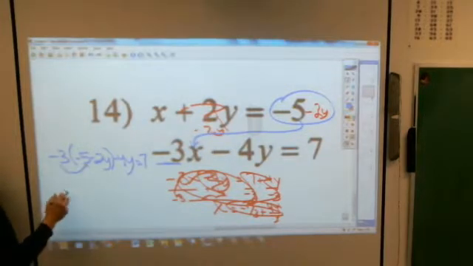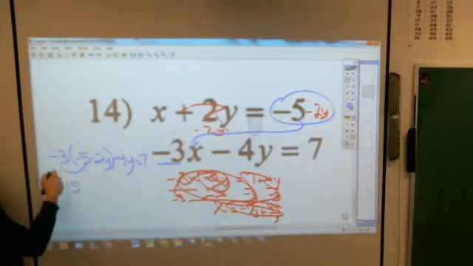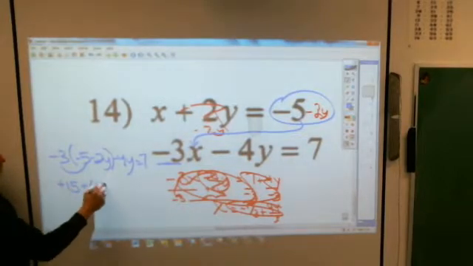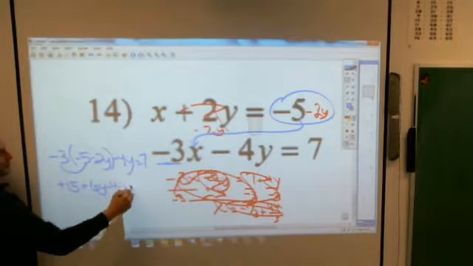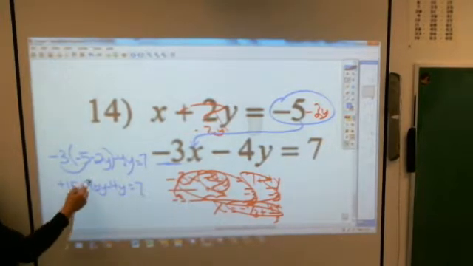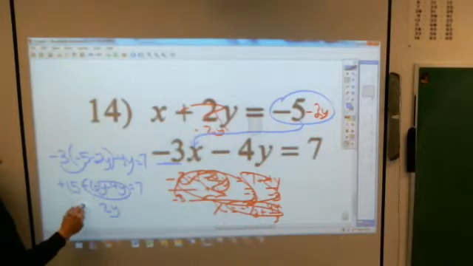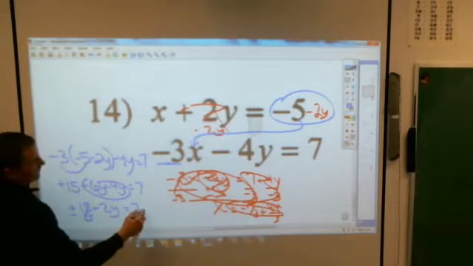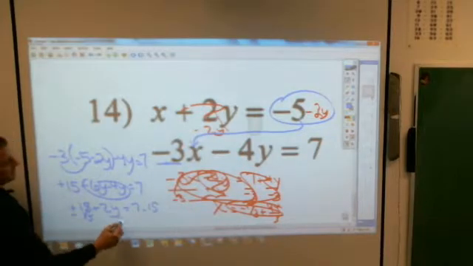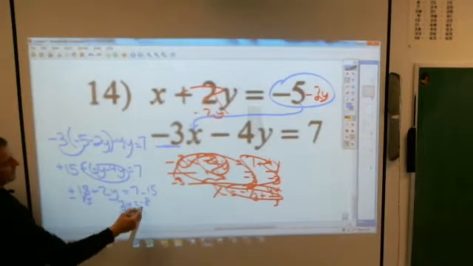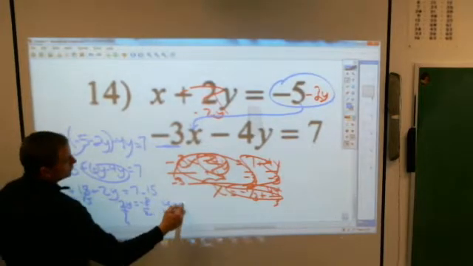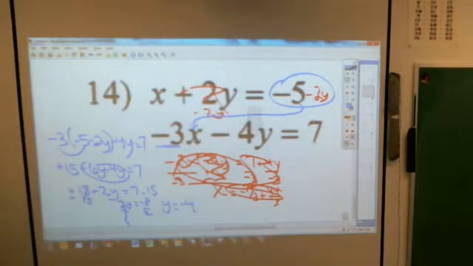Multiply by my negative 3, I get positive 15. Negative 3 times negative 2 is plus 6y minus 4y equals 7. Combining my y terms, 6y minus 4y is 2y. Subtracting 15 to get it to the other side. What is 7 minus 15? Negative 8. Now divide by negative 2. y equals negative 4.